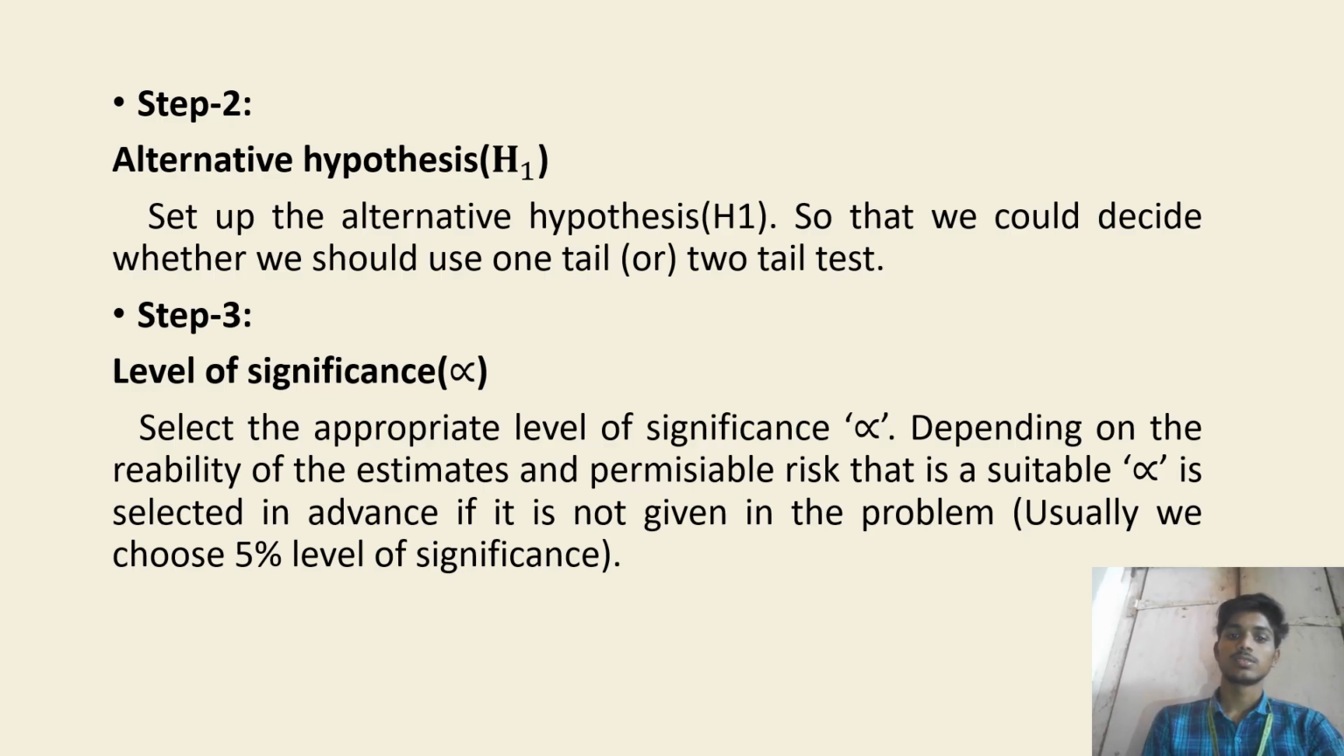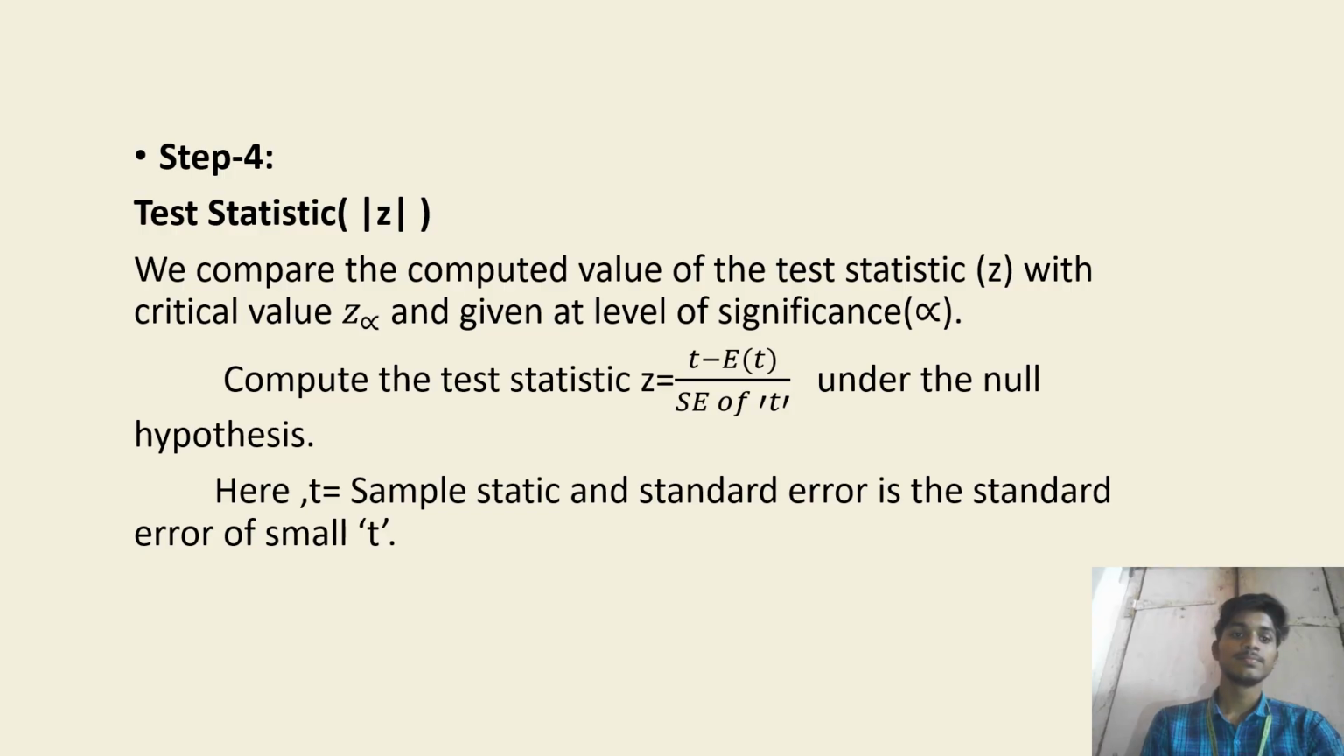Step 3. Level of significance is indicated by alpha. Select the appropriate level of significance alpha depending on the reliability of the estimates and the permissible risk. That is, a suitable alpha is selected in advance if it is not given in the problem. Usually we choose the 5% level of significance. Let us go to the next step.